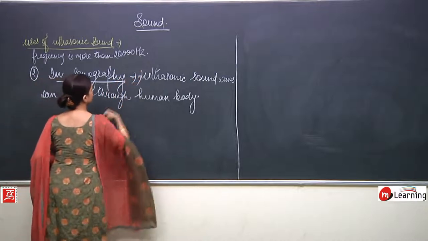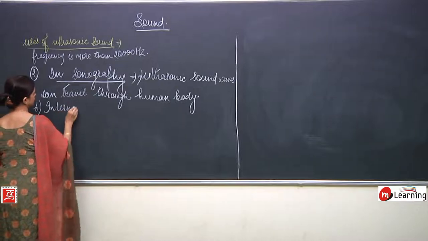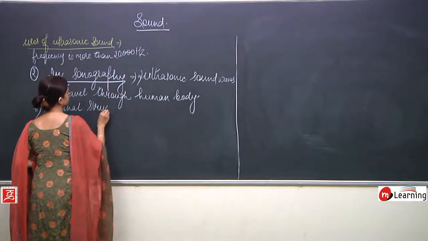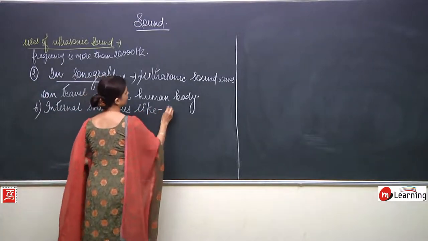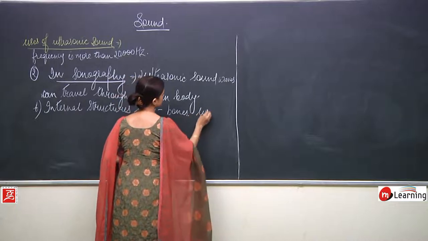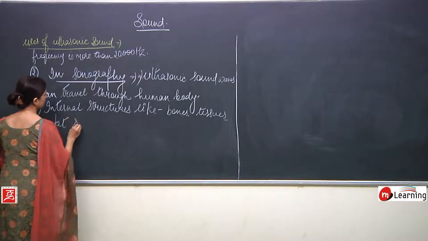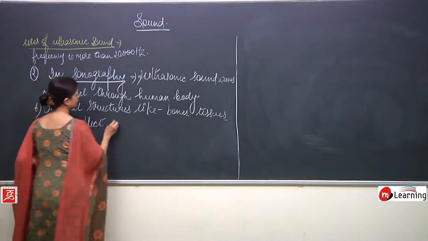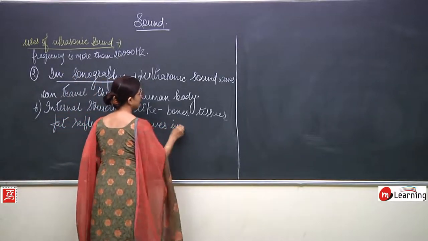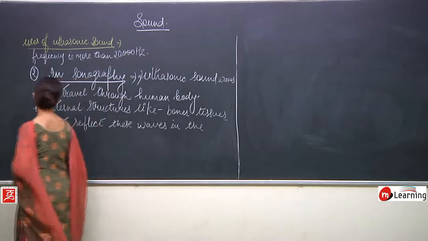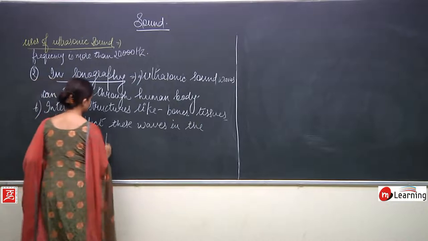Now, what can be our B point? Internal structures like bones, tissues, fats or fat reflect these waves in different pattern. Okay, the pattern will be different, in different pattern.